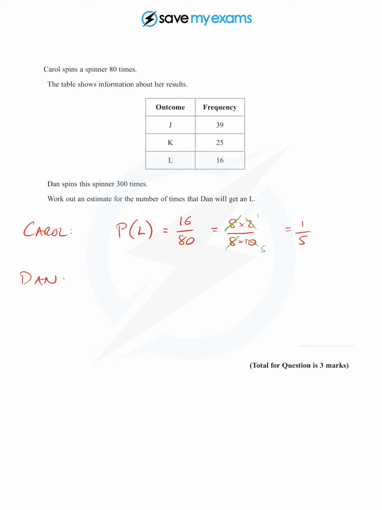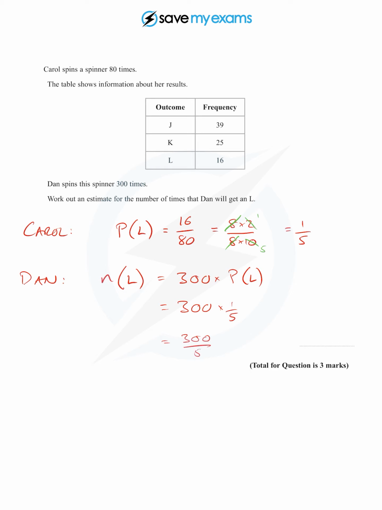Now let's look at Dan. Well, the number of L's that Dan gets, and this is really formal, is going to be 300 times the probability of L. Now I've used this notation. That just means the number of L's, and as we've already seen, this just means the probability of an L. So that's 300 times a fifth, or if you like, 300 over 5.